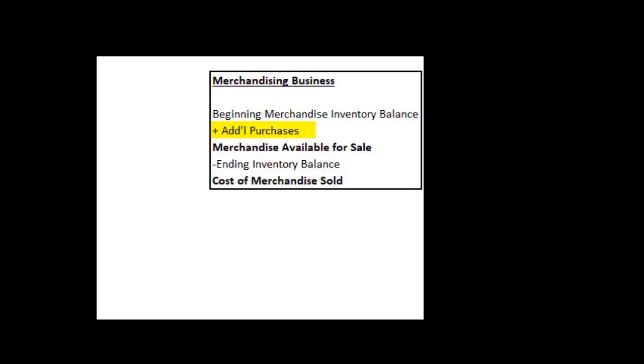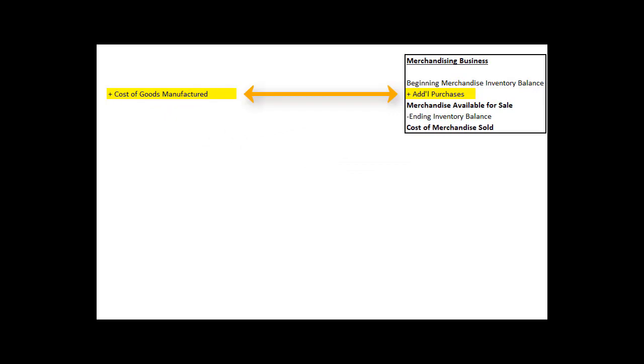When we talk about a manufacturing business, they do not have purchases of merchandise inventory. They have to manufacture the products, the inventory. And so there is what's called cost of goods manufactured, in the same way that in the merchandising business, they have purchases of merchandise. Now, let's take a look at the manufacturing business.